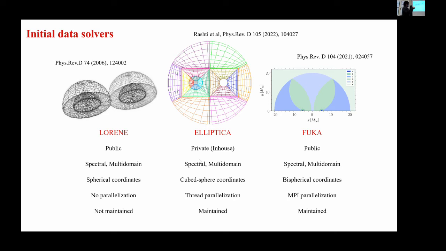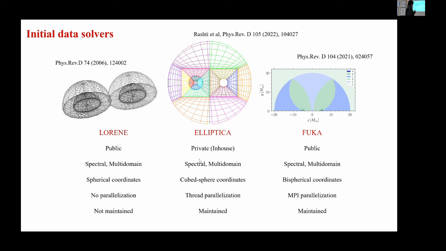Then we have another solver, FUKA, which stands for Frankfurt University Kadath Library. It is from Philip Grant-Clement, Elias Most, and Jens Pappenfort, the people who developed this code. This is again a spectral multi-domain solver, however it uses another type of grid called bispherical coordinates, and here each of the compact objects is covered. Oh, one minute, hold on. It is also parallelized and well maintained.